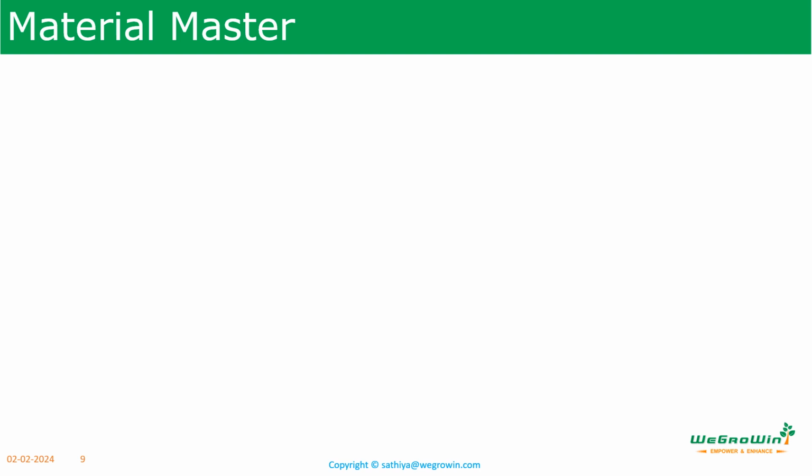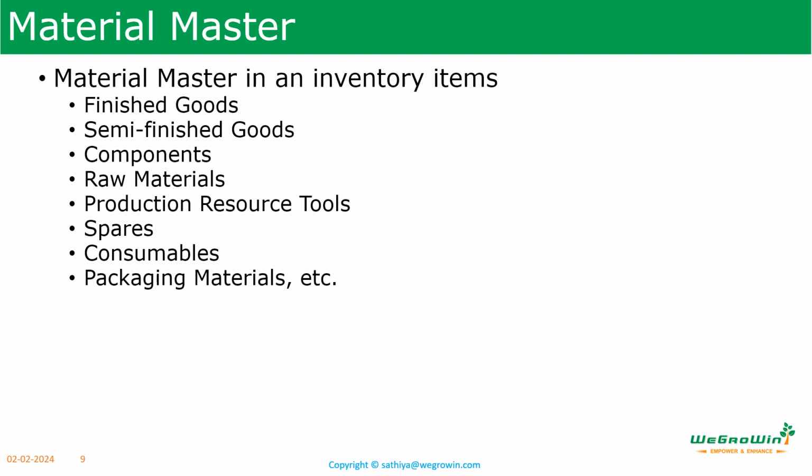Now let us understand the individual master data, starting with material master. A material master is whatever the company wants to maintain as an inventory item. The examples of inventory items are finished goods, which a company first produces in-house and then sells, or semi-finished goods, which are kept as work in process to continue the production, components and raw materials, which are used to produce the products, and then production resource tools, which are supporting the production, spares, consumables, which also support the production. Packaging materials are the items which are used to pack the products to send them to the customers.